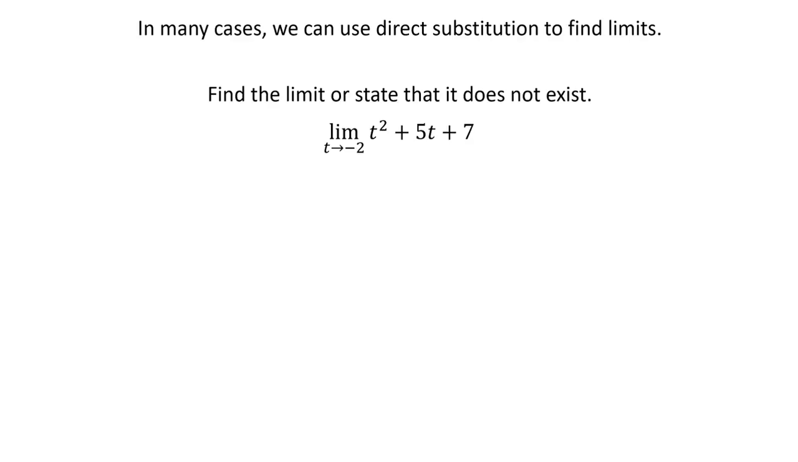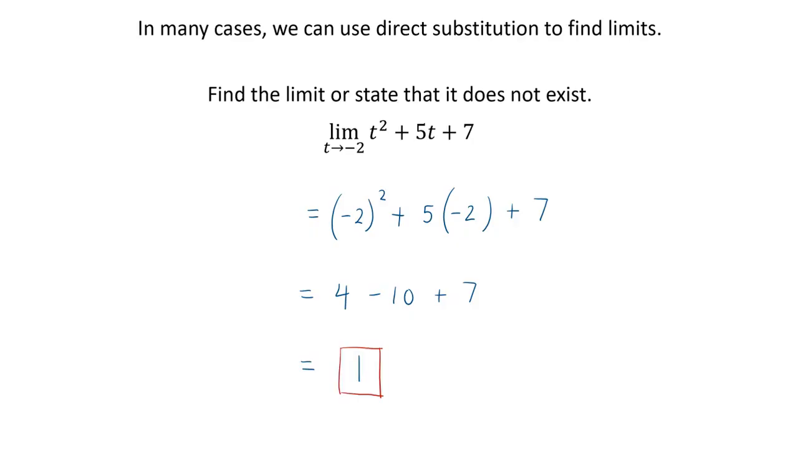Direct substitution involves substituting the value that our variable is approaching, in this case negative 2, directly into the function, in this case for t. So that would give us negative 2 quantity squared plus 5 times negative 2 plus 7, which gives us 1. So the value of this limit is 1.